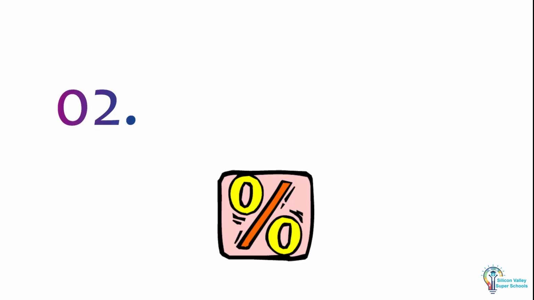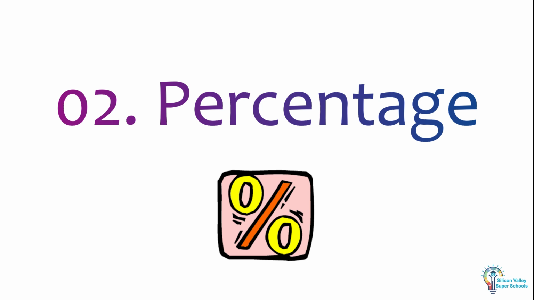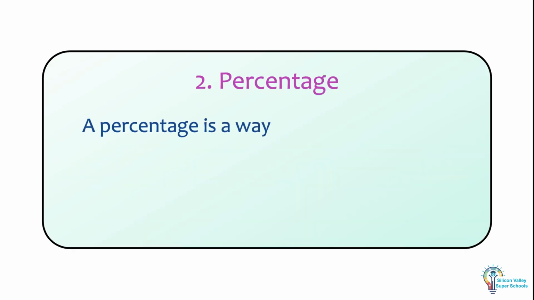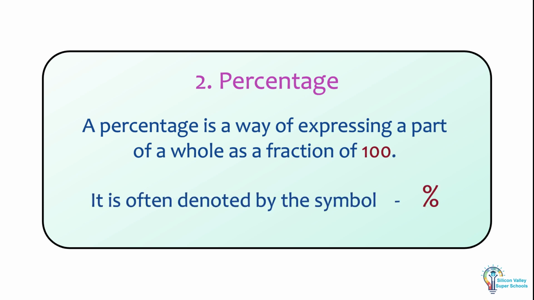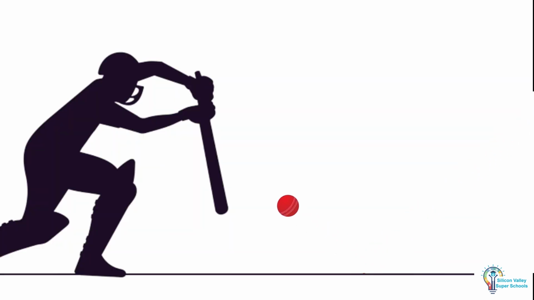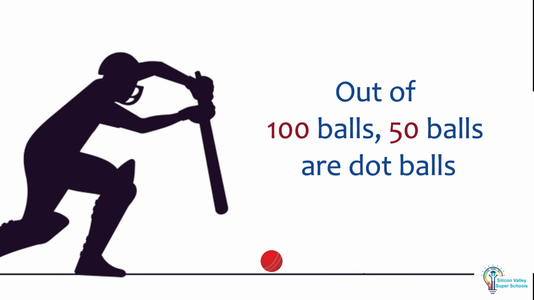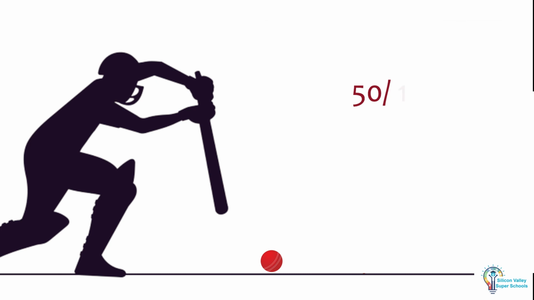Now let's move on to percentage. What is a percentage? A percentage is a way of expressing a part of a whole as a fraction of 100. It is often denoted by the symbol %. For example, we say that 50% of the balls in an over are dot balls. It means that out of 100 balls, 50 balls are dot balls. We can also write this as a fraction, 50 over 100, or as a decimal, 0.5.